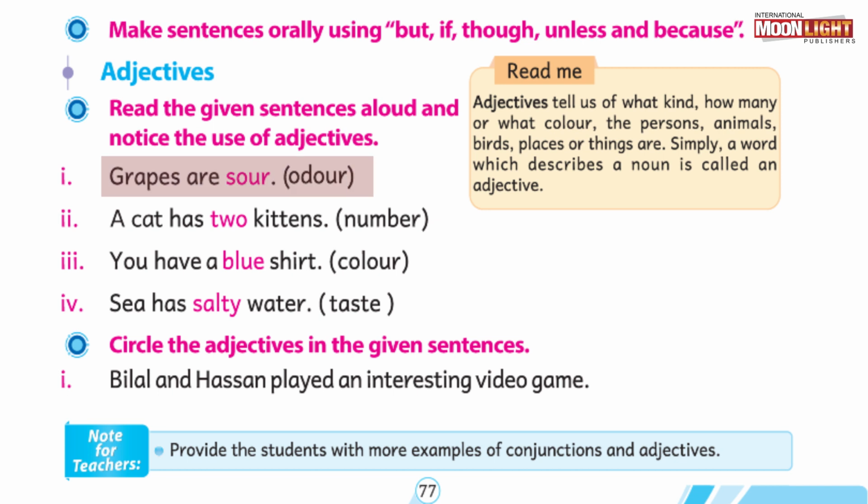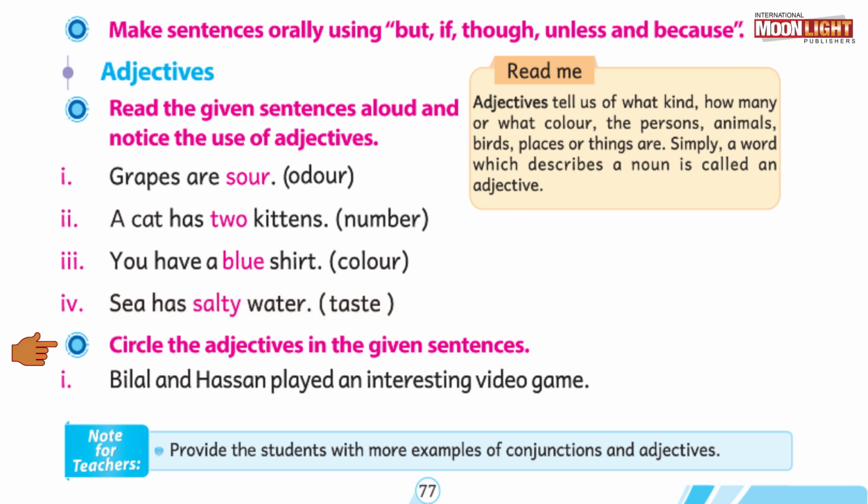Like, the grapes are sour. The word sour is telling the taste of those grapes. Cat has 2 kittens. So 2 is telling the number of the cats. You have a blue shirt. Blue is telling color, exactly. Sea has salty water, and salty is describing the taste. So in short, a word which describes a noun is called an adjective.